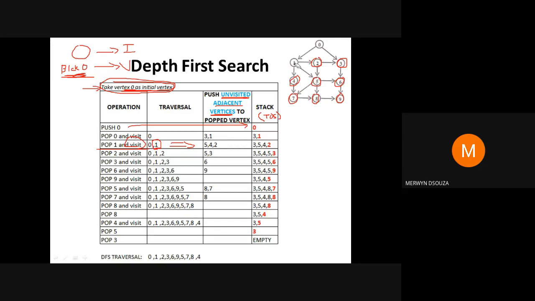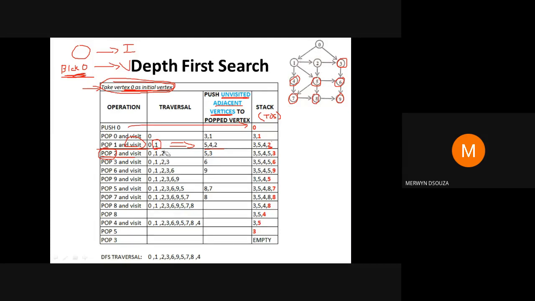Which are the unvisited vertices next to 1? 5, 4 and 2. All are unvisited, so you push them onto the stack. You can see these all are pushed onto the stack, so 2 is now your topmost element. Delete it and visit. When you delete 2 and visit, you remove the circle from 2. That means 0, 1 and 2 have been visited.